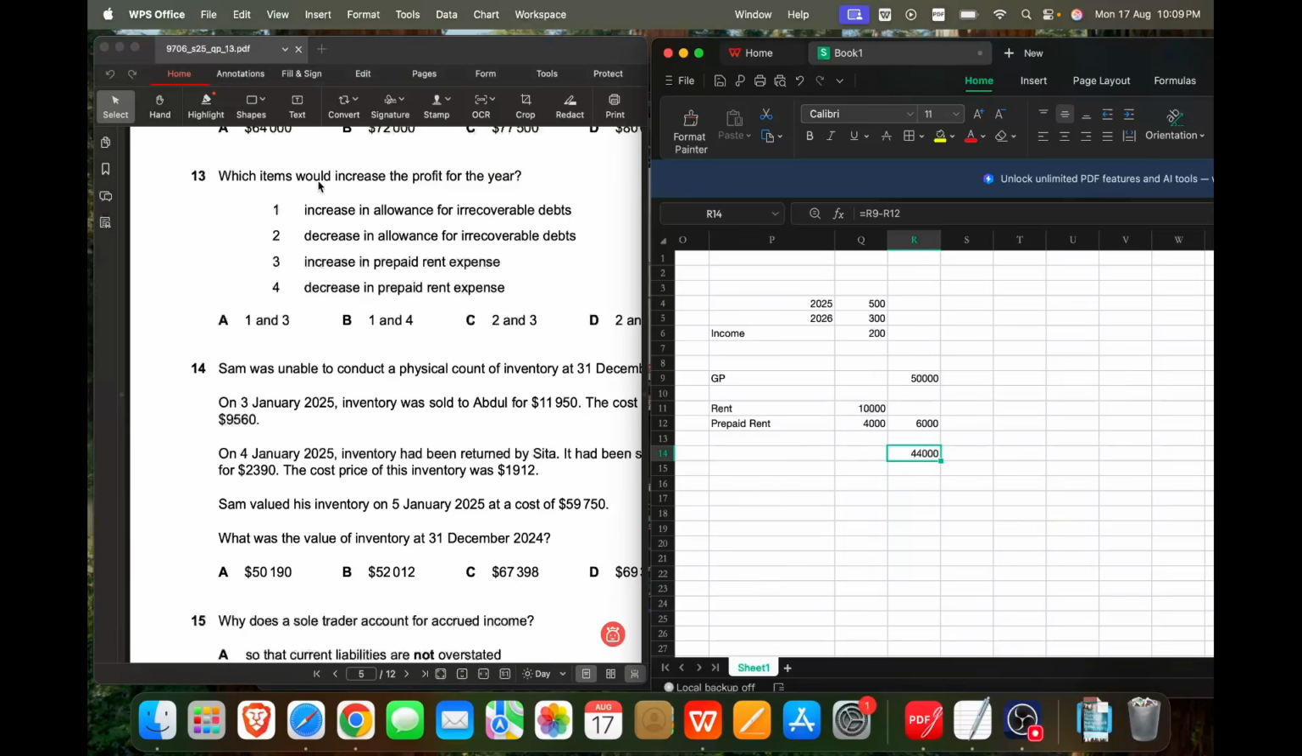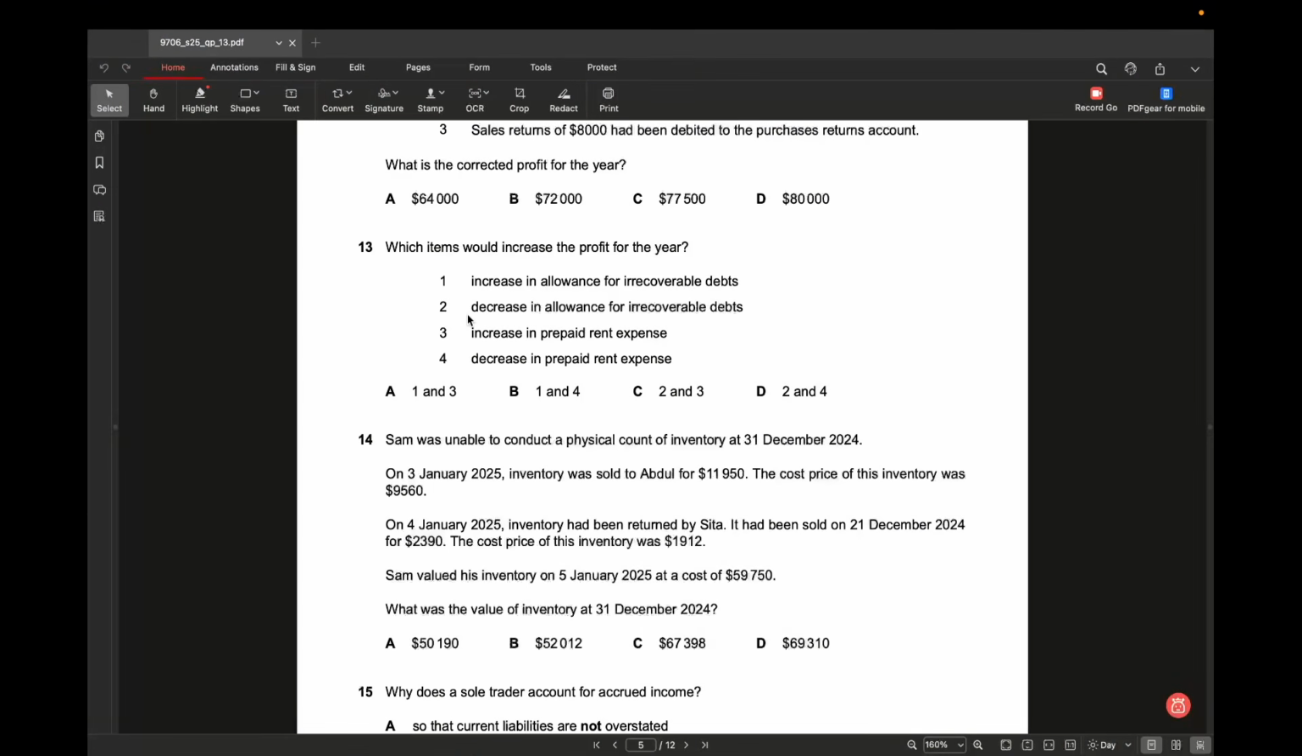So it means when my prepaid rent expense increases, my profit for the year also increases. So the right answer for question number 13 is 2, decrease in allowance for irrecoverable debt, and 3, increase in prepaid rent expense. C.